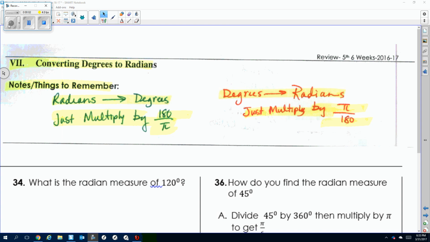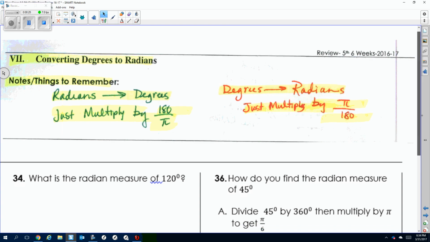Okay, our last section, or our last couple sections, because they kind of go together, is converting degrees to radians or radians to degrees. This was on our notes sheet, I think our yellow sheet. But you have to remember, to go from radians to degrees, you just multiply by 180 over pi. Or to go from degrees to radians, you just multiply by pi over 180.